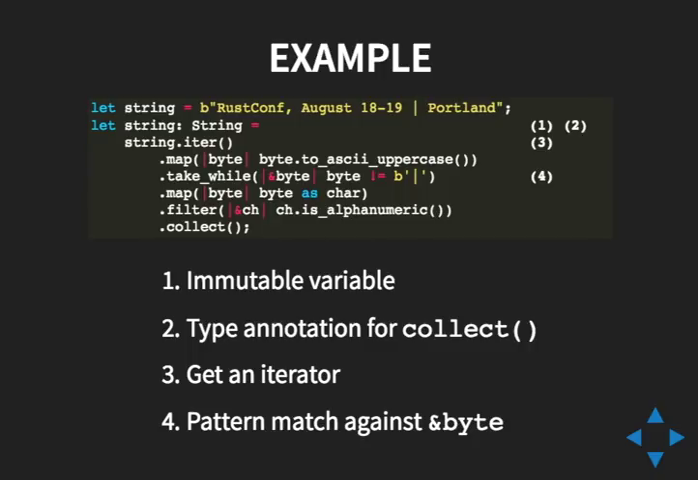So after the take while, we call map again to convert the byte to a Unicode character, and then we filter it to only get the alphanumeric characters, and then we collect it into a string. We had to specify that it was a string on line 2 because it could be collected into something else, like a vector of characters.